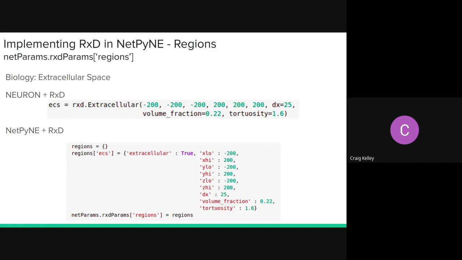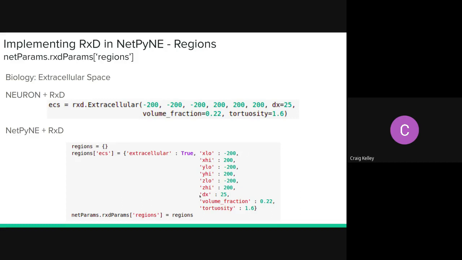A big one for RxD regions is the extracellular space. It's a sort of special class of region in Neuron, as well as in NetPyNE. And actually the syntax is a little tricky. For the extracellular space, you want to define the X, Y, and Z bounds of the extracellular space that you're going to stick your cells into. In Neuron, you start with the low X bound, the low Y, the low Z, and then the high X, the high Y, the high Z.